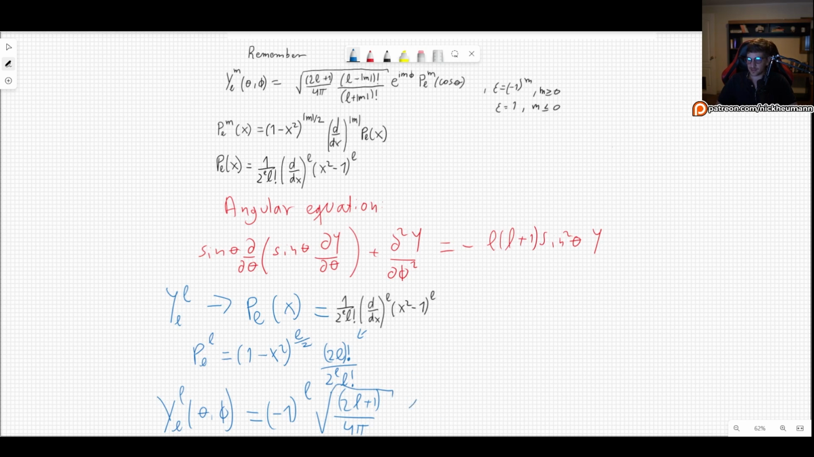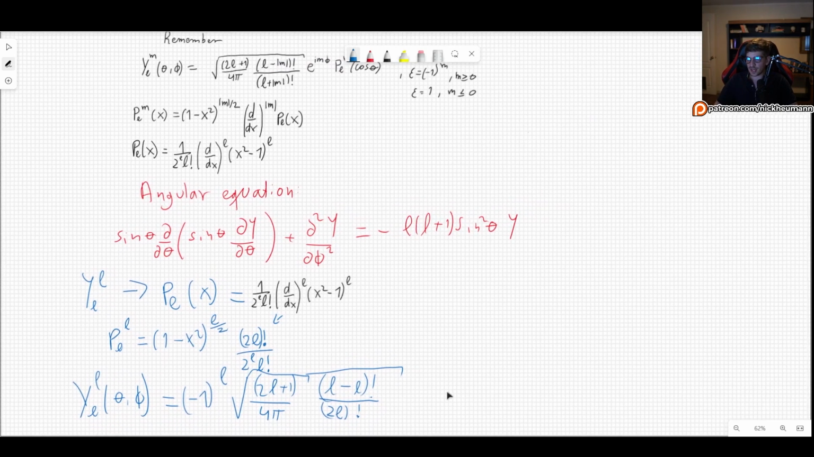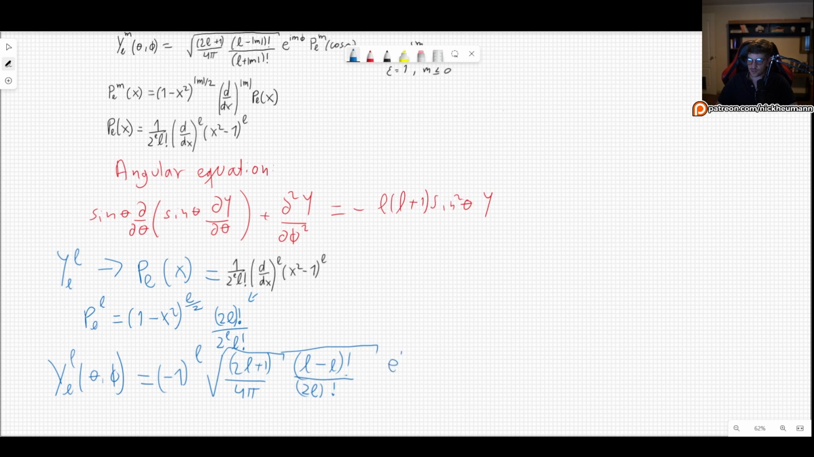And then we get L minus L factorial, this is still inside the square root, divided by 2L factorial. Okay, and then we have e to the iLφ times this thing right there, except that this time instead of x we have cosine. So then we have the associated Legendre polynomial evaluated at cosine, so we get 1 minus cosine squared of theta to the L over 2 power, and then we have 2L factorial.